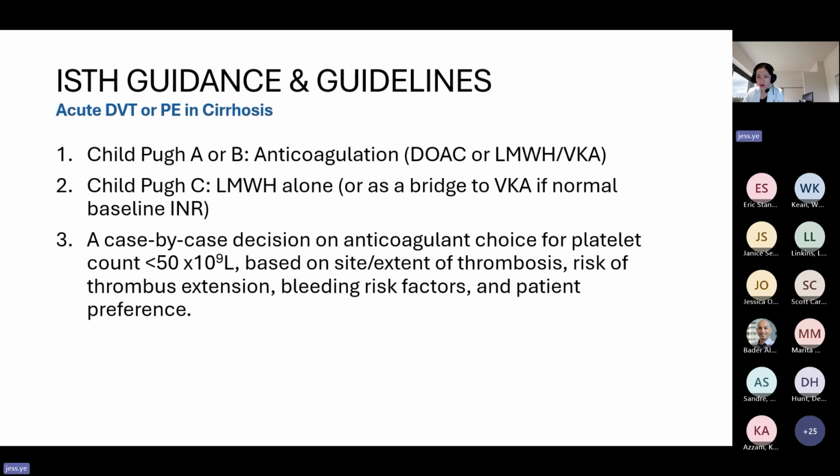For patients with very severe thrombocytopenia and a platelet count less than 50, the decisions are highly individualized, taking into account many factors. This is a very high risk and high morbidity mortality situation.